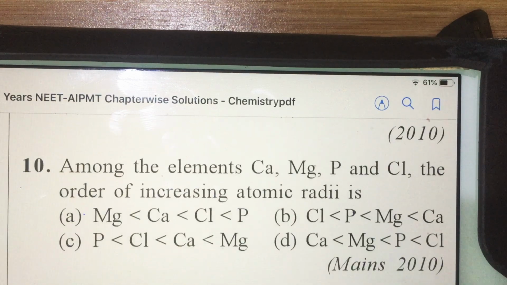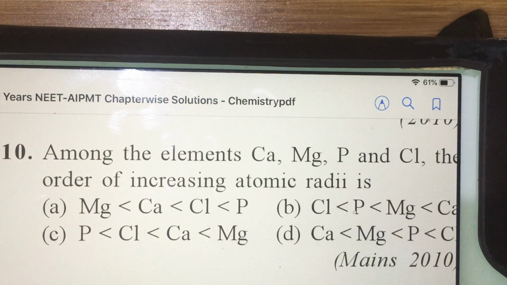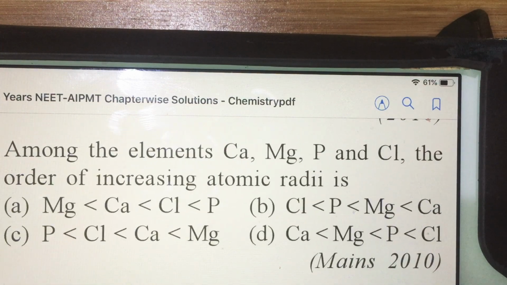Question number 10. Among the elements Ca, Mg, P and Cl, the order of increasing atomic radii is very obvious. The answer is clearly P. Do you know why? Left to right, the radii will decrease. So rightmost is lowest size, leftmost is biggest size.